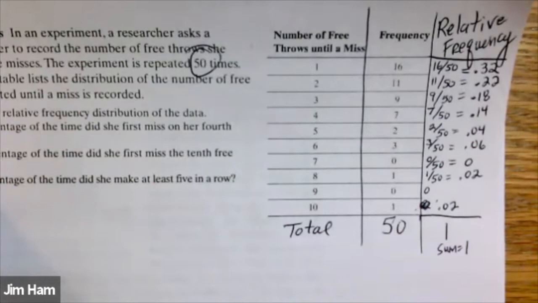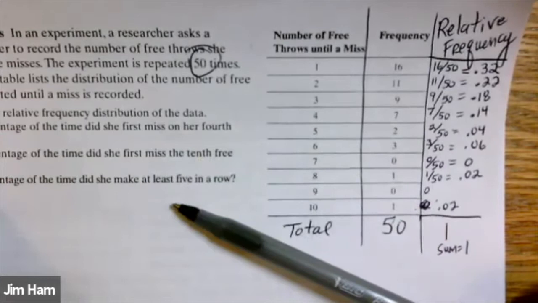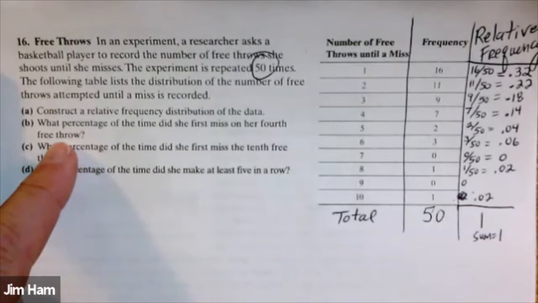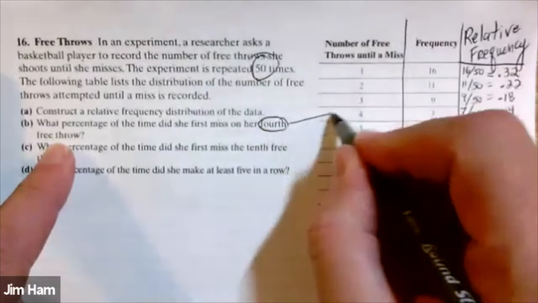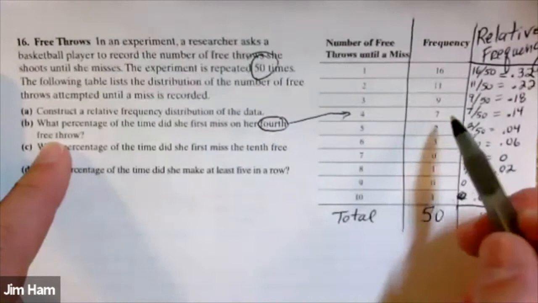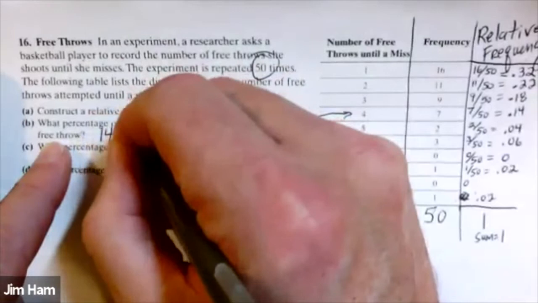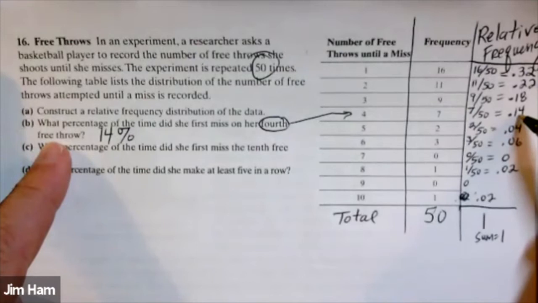Now we're going to use these numbers, convert them to percentages, and then answer these questions in B, C, and D. So B says, what percentage of the time did she first miss on her fourth free throw? So here's the fourth, and that corresponds to the four. We go over. This is the frequency that happens 7 out of 50 times, or 14%. So we take the decimal version of the relative frequency and convert it to a percent by moving the decimal place two places to the right.